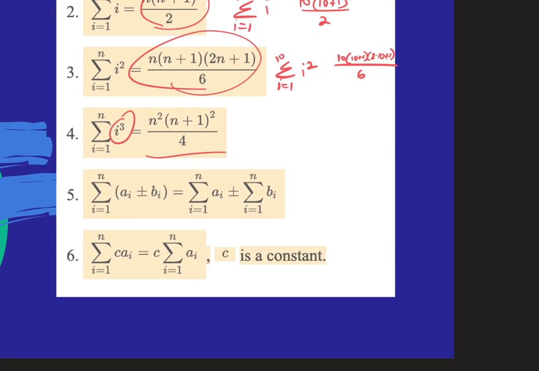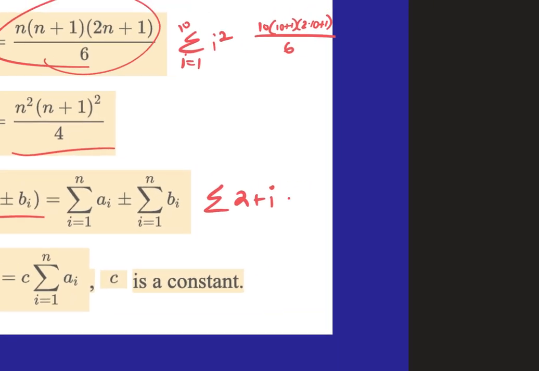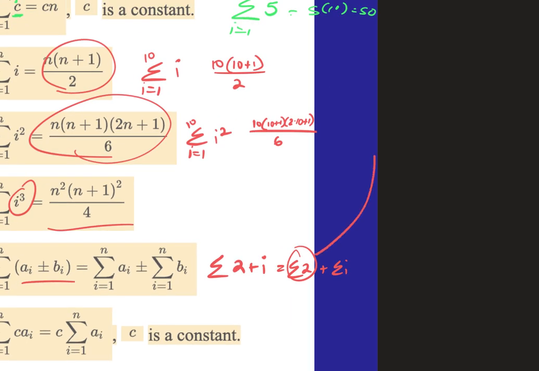If it was a sum or difference, so if it said 2 plus i, something like that, then the first thing we're going to do is break that apart so that it would be the sum of 2 plus the sum of i. And then we would fall back on those earlier rules. If it's just a constant, we would do the first thing. And if it's just a variable, we would do the second thing. So you're going to break them apart.